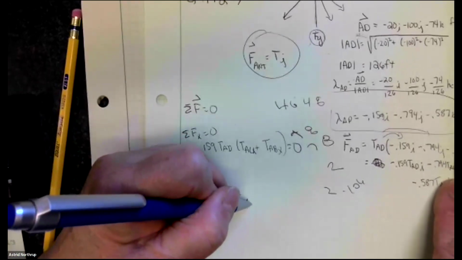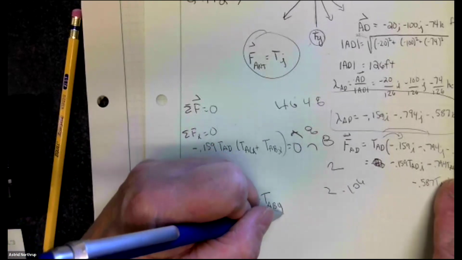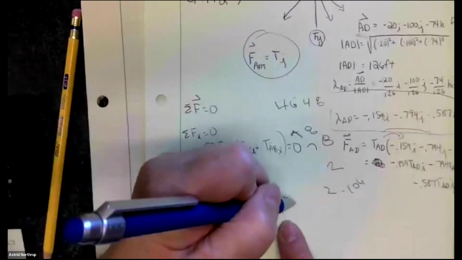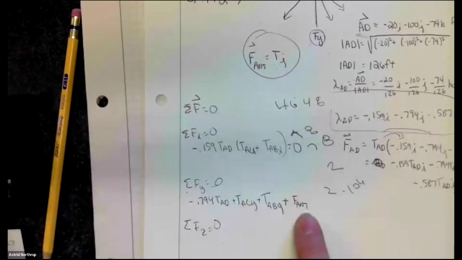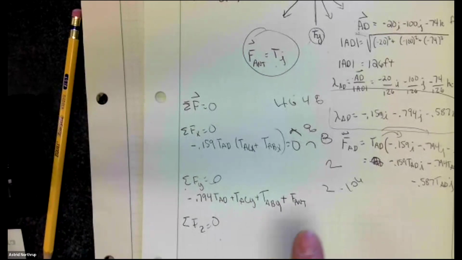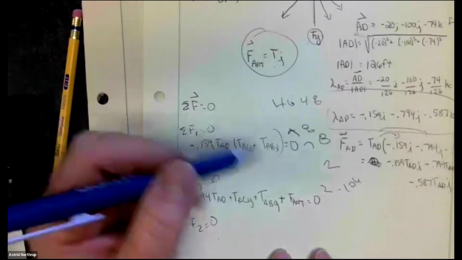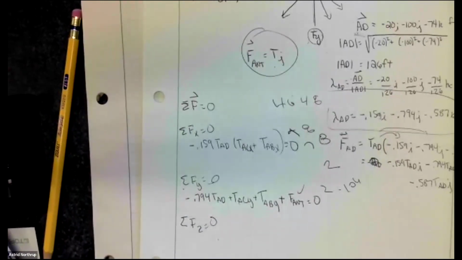And then in the Y direction, you're going to have negative 0.794 TAD, and then you'll have TACY, whatever that turns out to be, and TABY, but you're also going to have the force in the antenna. I don't even know what I want to call that, but it's purely vertical, so it only comes up in the Y. Those things together add to 0. Then it's going to turn out that this is what you're looking for. So you get everything set up, and then you see what falls out.